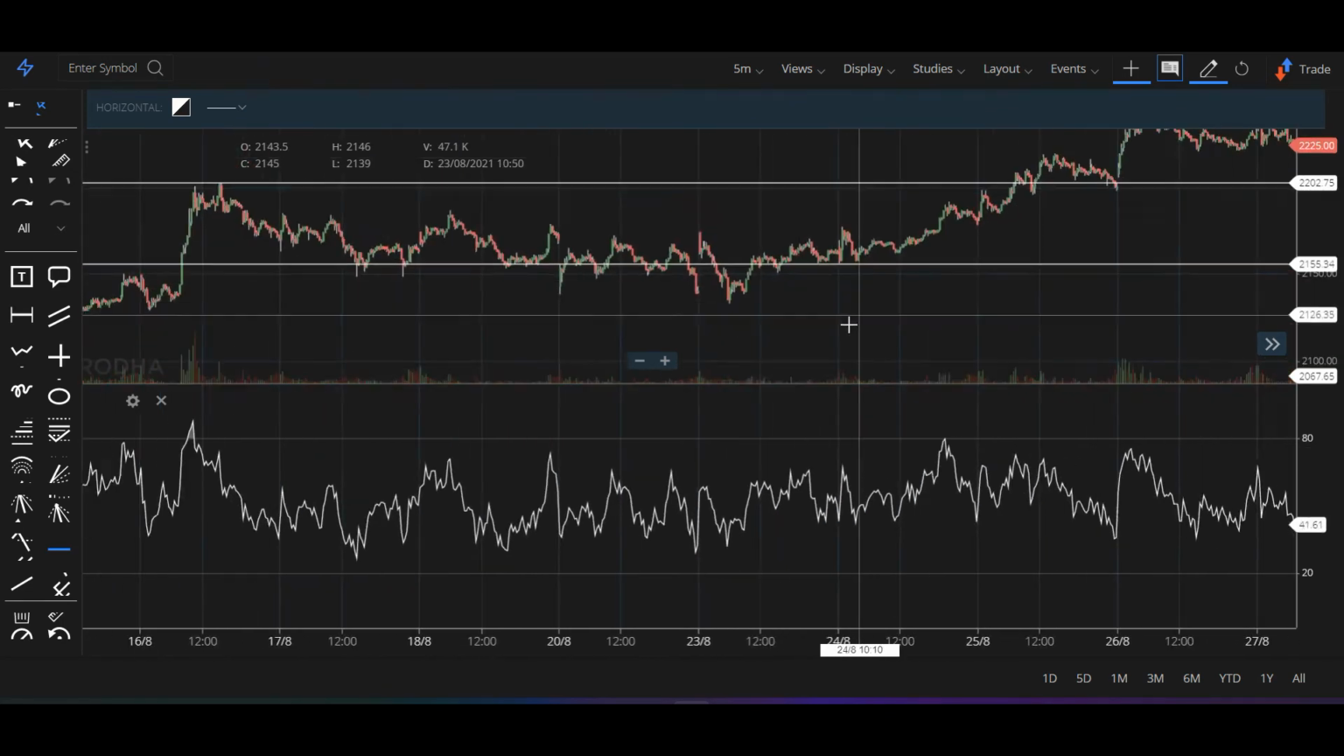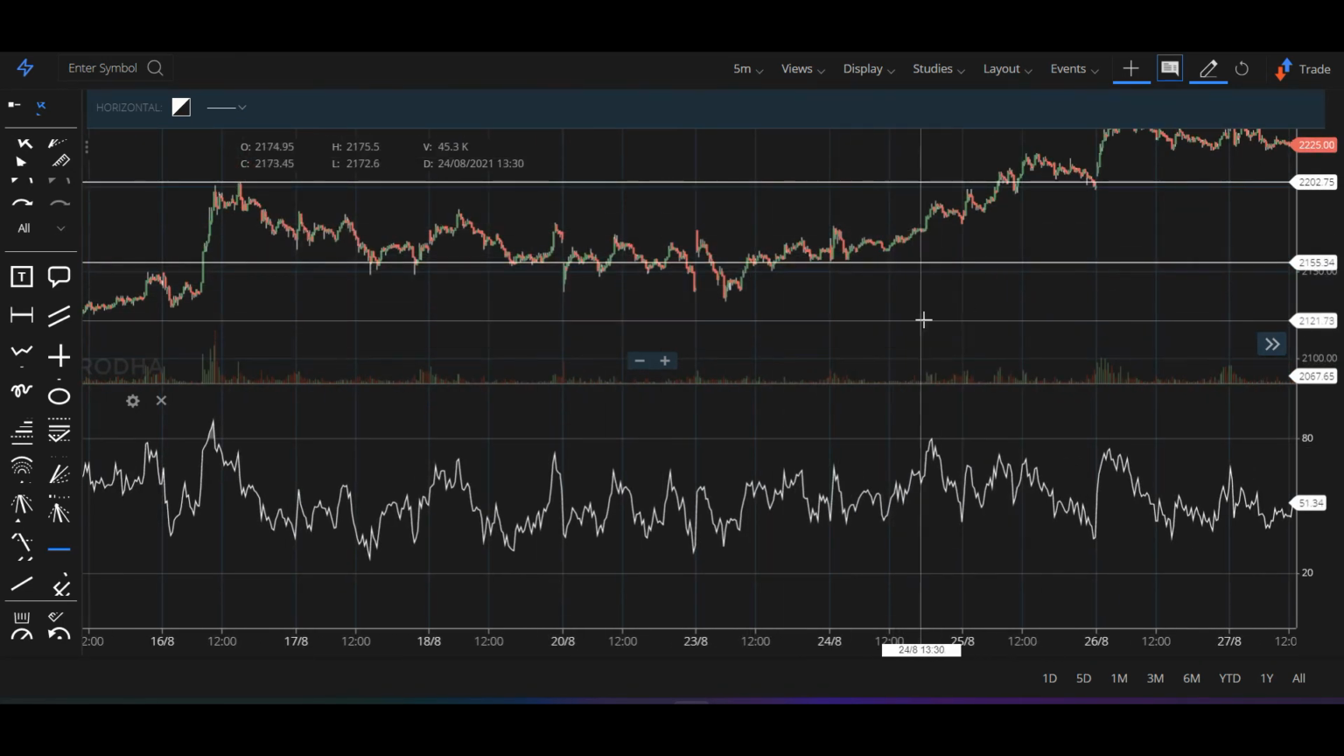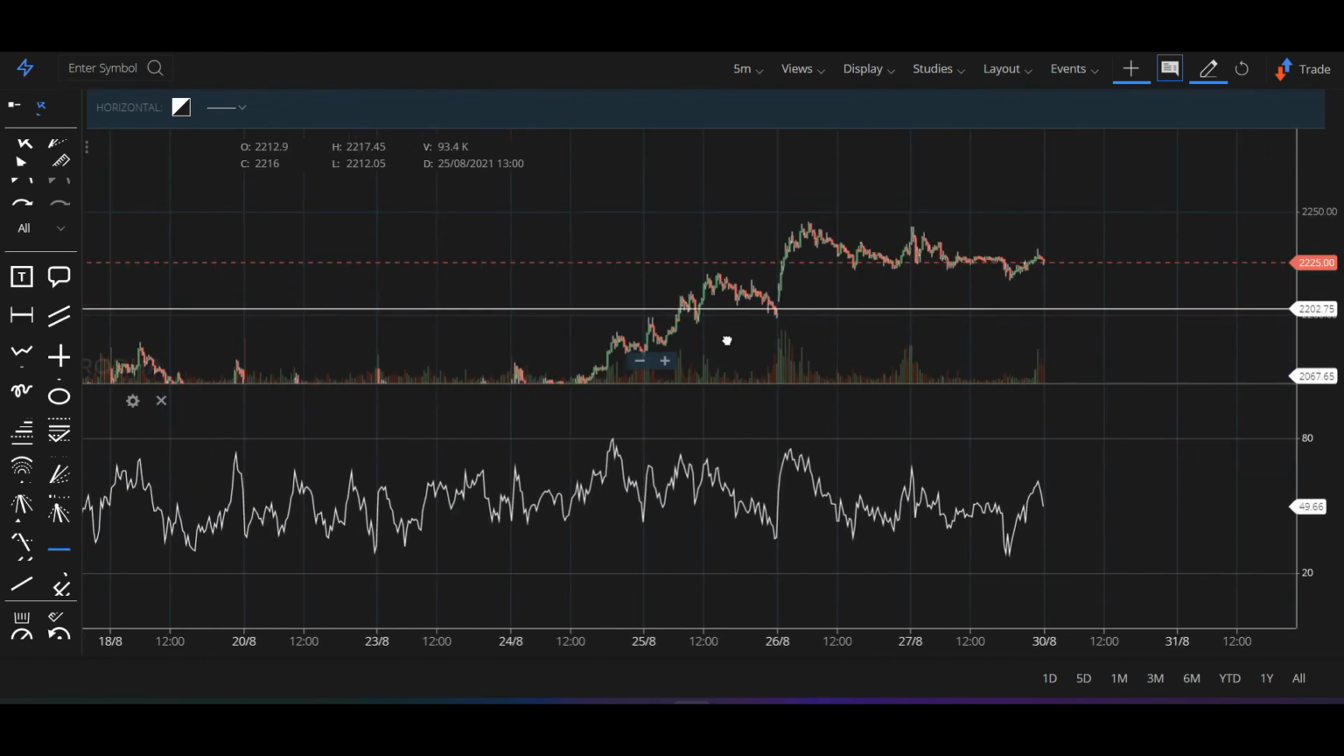So if you would have marked multiple levels for the week, you would have known which are the support resistance areas which we had, we can make out, and look at how the support resistance has worked in our favor. So this is how we try to find out the support and resistance areas.